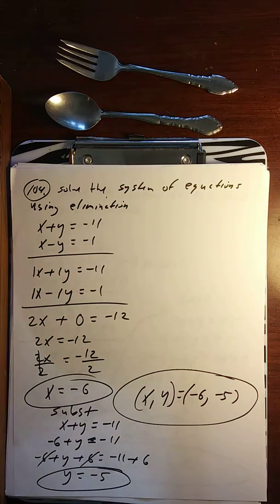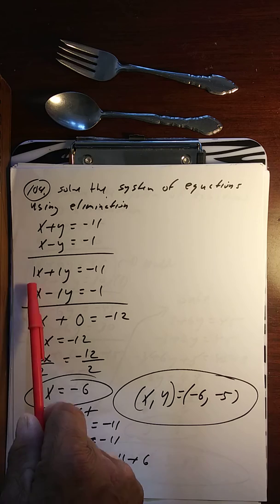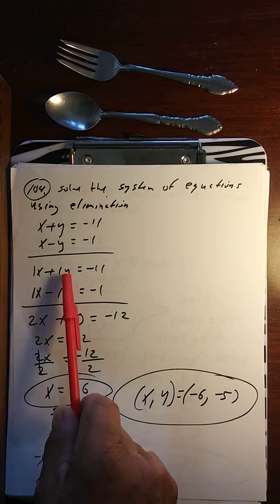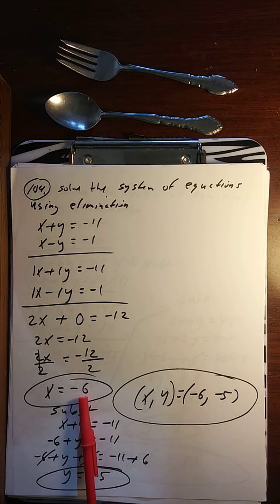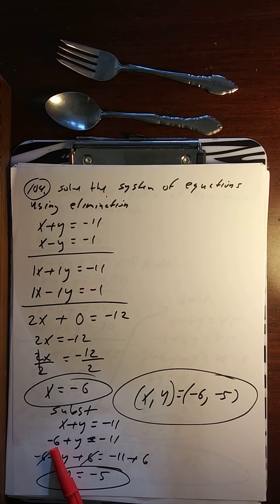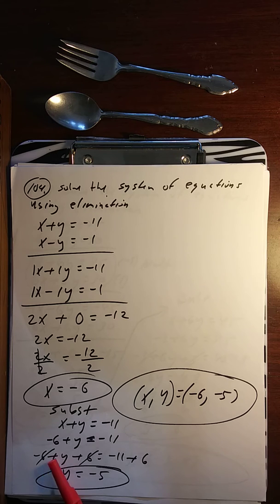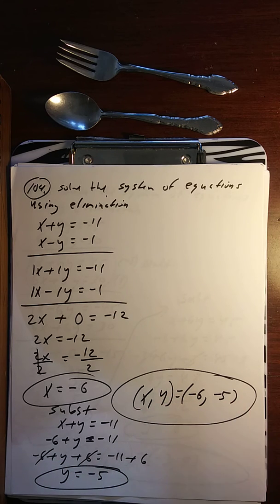Solve the system of equations using elimination. Well, they're already set up. See the ones right there? So add them down. 2x and 0 equals this. 2x is this. Divide by 2. So x is negative 6. I know what answer. Put it back in the other one. Negative 6 plus y is this. So add 6, add 6, so y equals negative 5. So the answer, x and y, is going to be what? Negative 6 and negative 5.